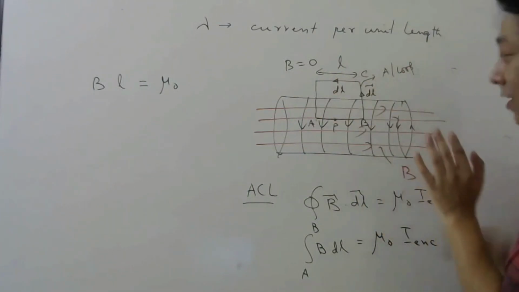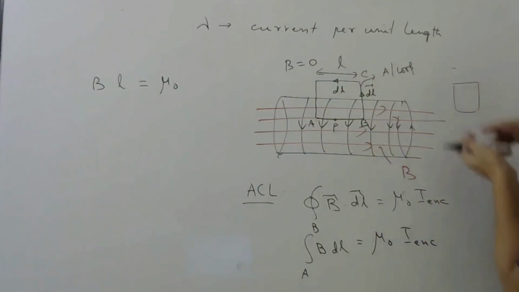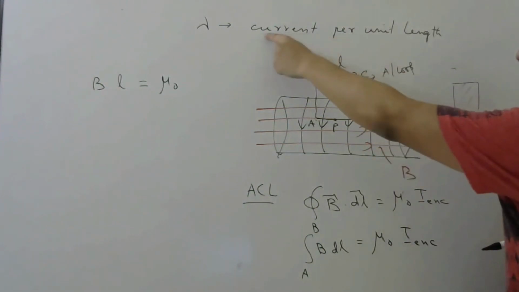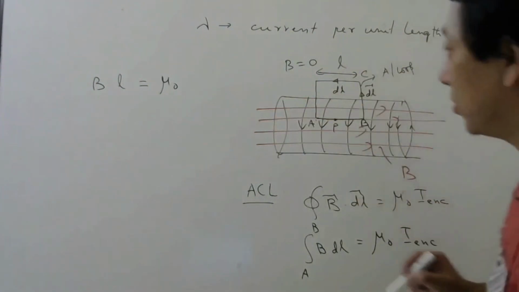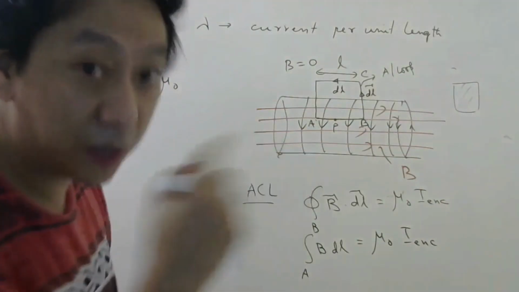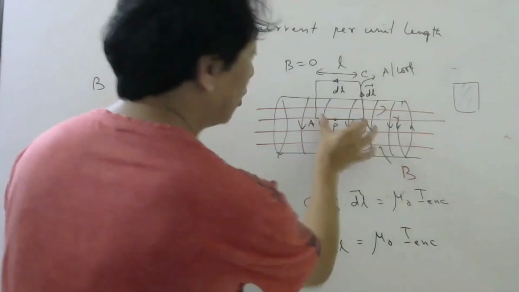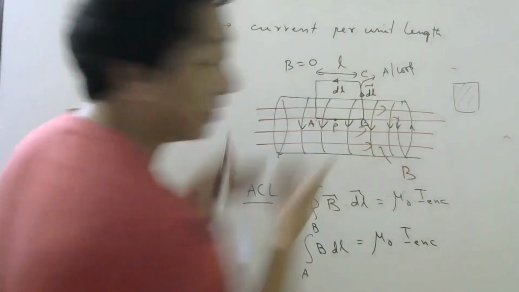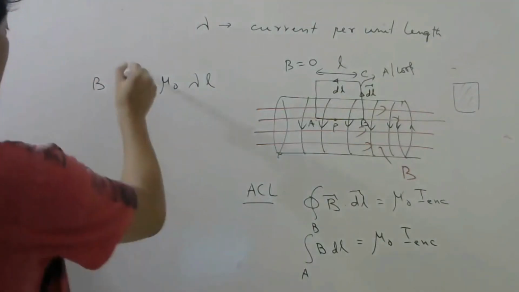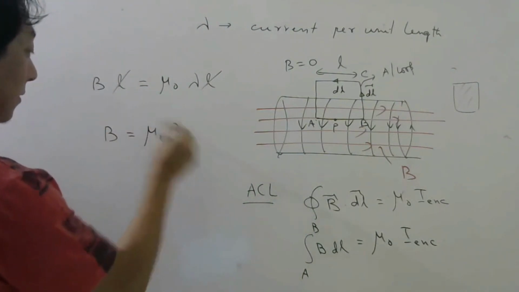I need to consider only the current which is inside this loop. Inside this loop, when I say, it means if this is the loop, current should come out from this surface of the loop. Okay. So lambda, they already told, is current per unit length, for this length. So if you multiply lambda with this L, you will get the current in this portion, which is nothing but the current inside. Understood? So L will cancel.